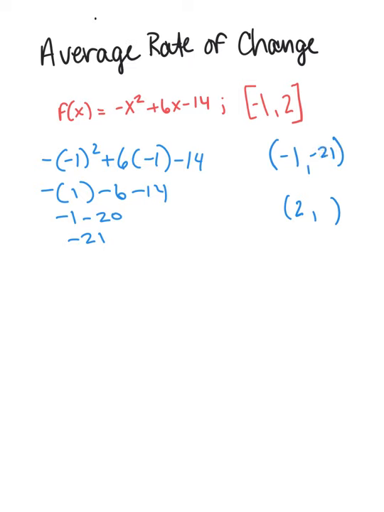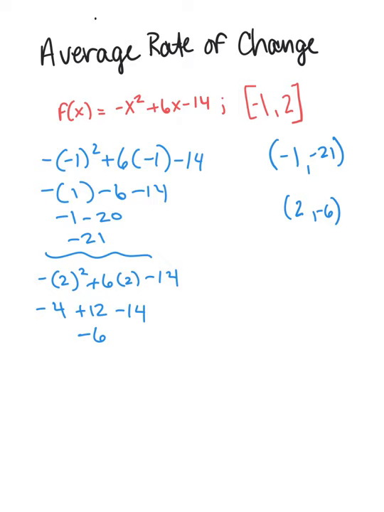And then for my next one, I'm going to plug in 2. So 2 squared plus 6 times 2 minus 14. So 4 plus 12 minus 14. 4 plus 12 minus 14 is 2. So my second Y value is -6.